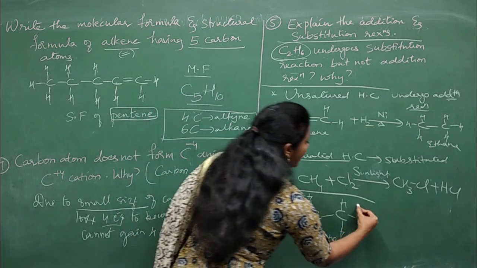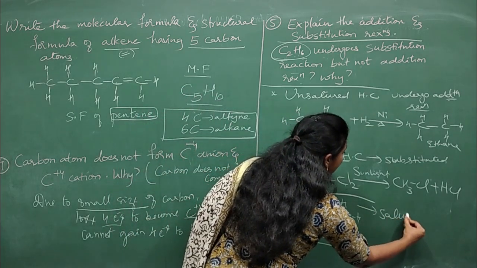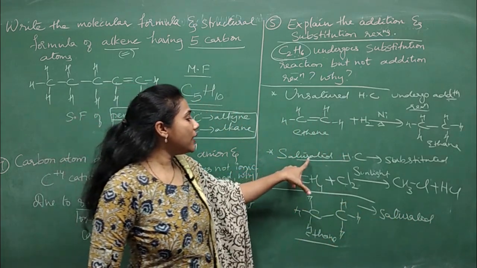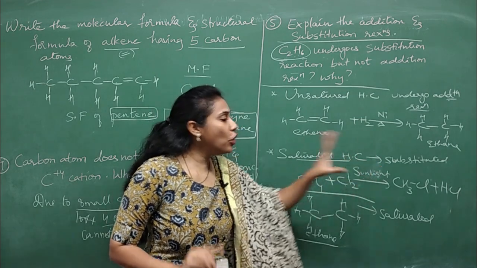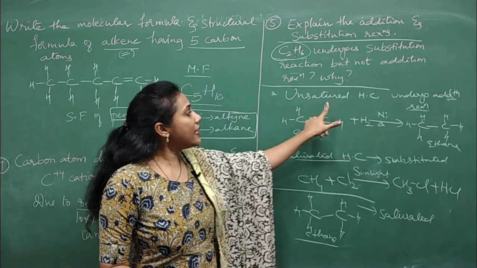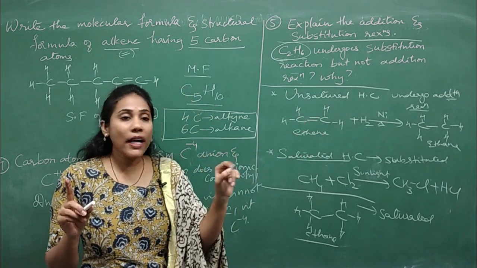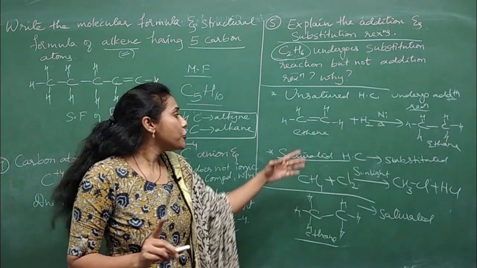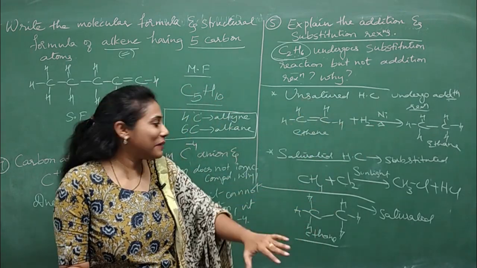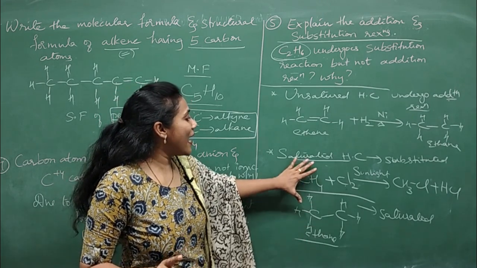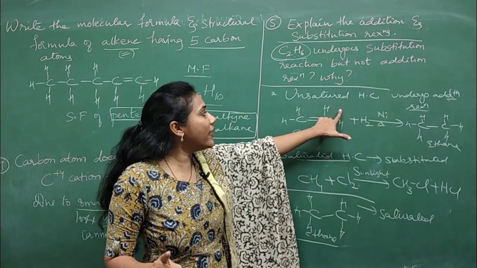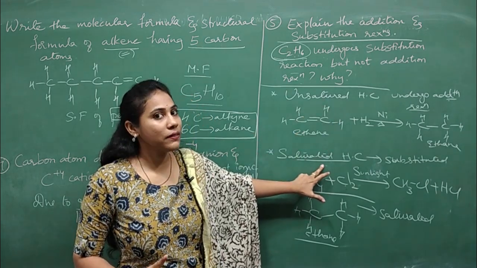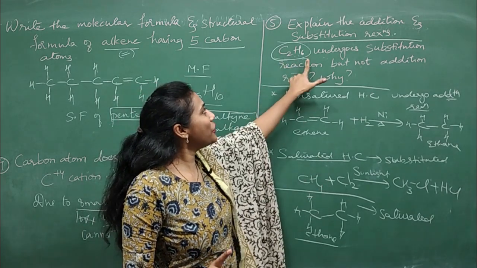And we all know our ethane is saturated hydrocarbon. What did I just now tell? Saturated hydrocarbons undergo substitution. Unsaturated hydrocarbons, that means hydrocarbons with double bond or triple bond, undergo addition. Right? So the opposite thing will never happen. That means your saturated compounds will never undergo addition. Your unsaturated compounds will never undergo substitution. Clear? Fine. So what is the answer you will give?